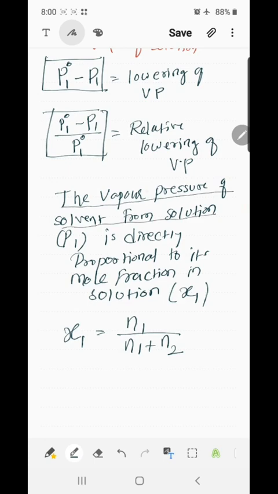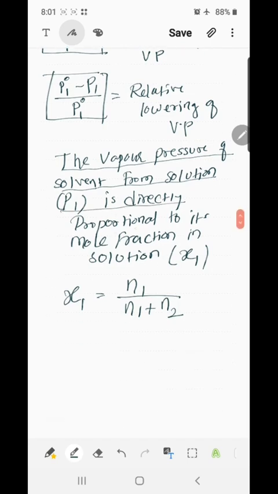Class, why the term vapor pressure of solvent from solution? Because when solvent is pure solvent, its vapor pressure is high, but when we add some solute in solvent, the vapor pressure of solvent decreases. So that new vapor pressure, which is lower than the vapor pressure of pure solvent, is nothing but vapor pressure of solvent from solution, or you can simply say vapor pressure of solution, which is directly proportional to its mole fraction in solution.